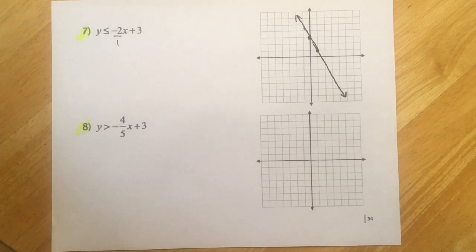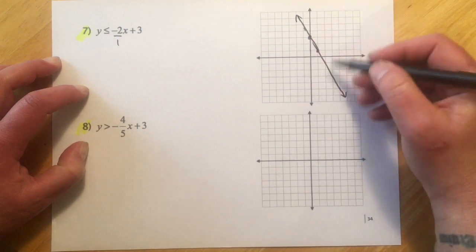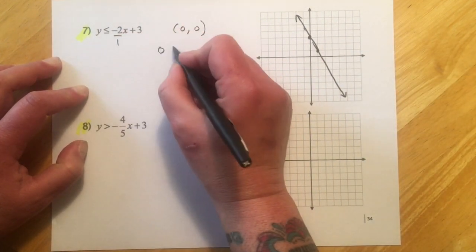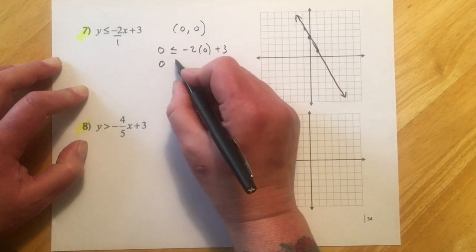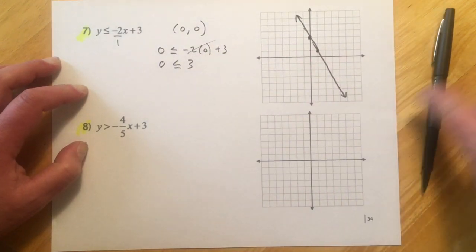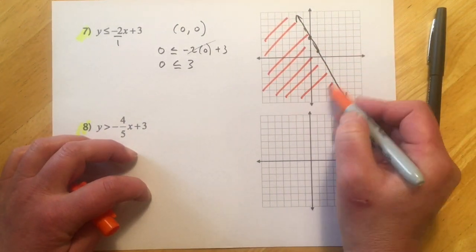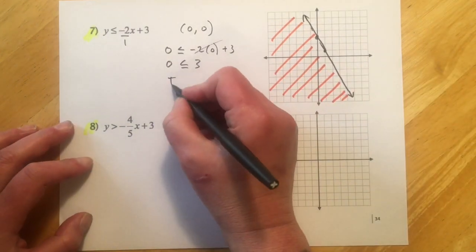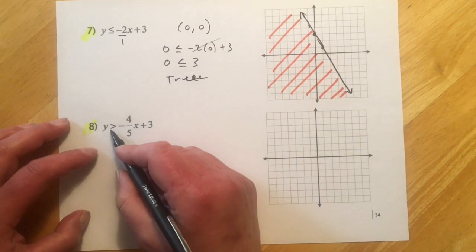And then once I have that, I can do my test point. Or I could just think where are the y's less than the graph, so it's going to be underneath, but just to show that, if I test 0, 0, I get 0 is less than or equal to -2 times 0 plus 3, or 0 is less than or equal to 3. That's true. So again, shade this side, and that would be your graph. So it was true. That's a bad looking U, but there we go.